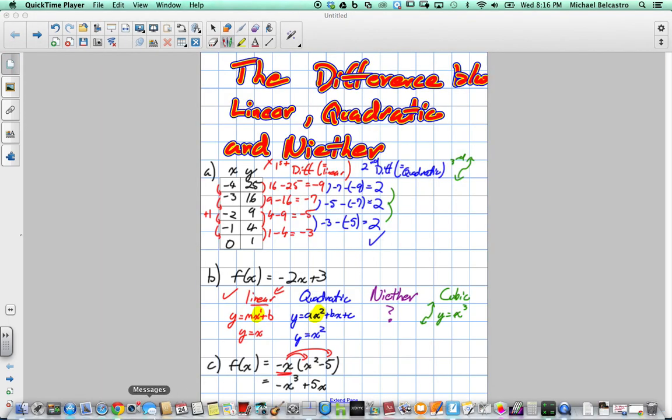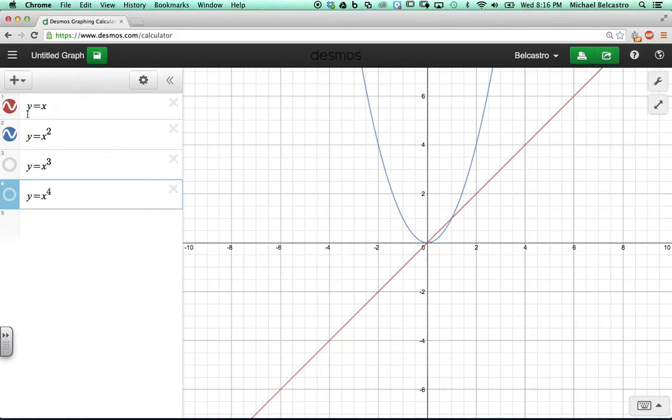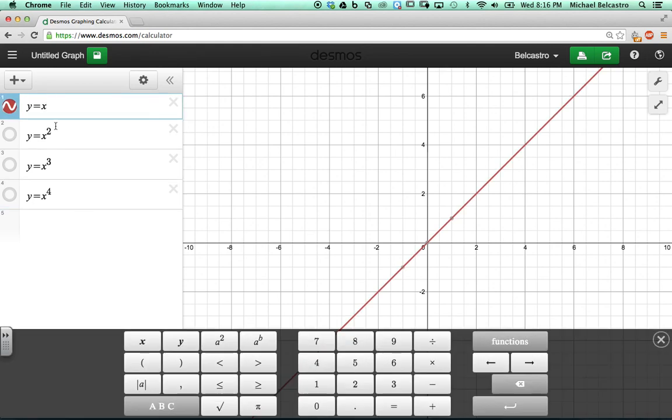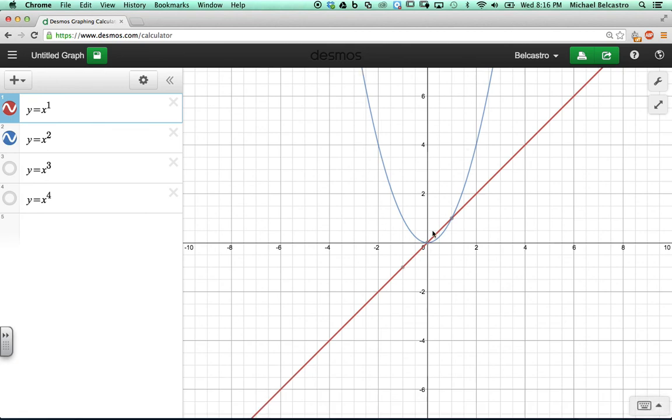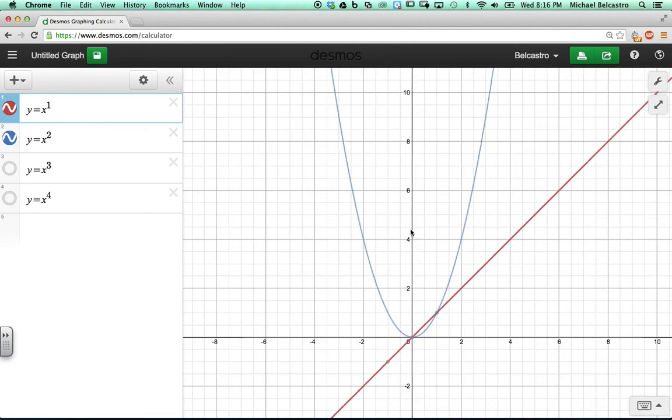So let's look at our graphs. We finally got them up here. So our red graph is linear, right? And technically we could put it to the power of 1, and you'll see it's still the exact same thing, right? Our quadratic has this almost U shape to it, right? That's what our blue one is.